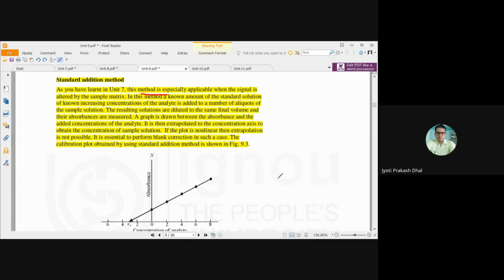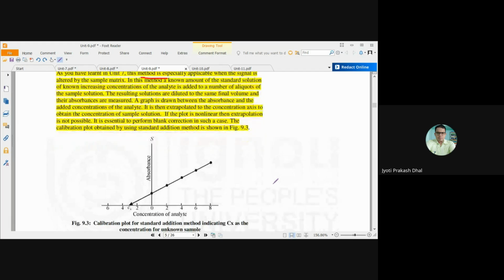If the plot is non-linear, then the extrapolation is not possible. It is essential to perform blank correction in such cases.